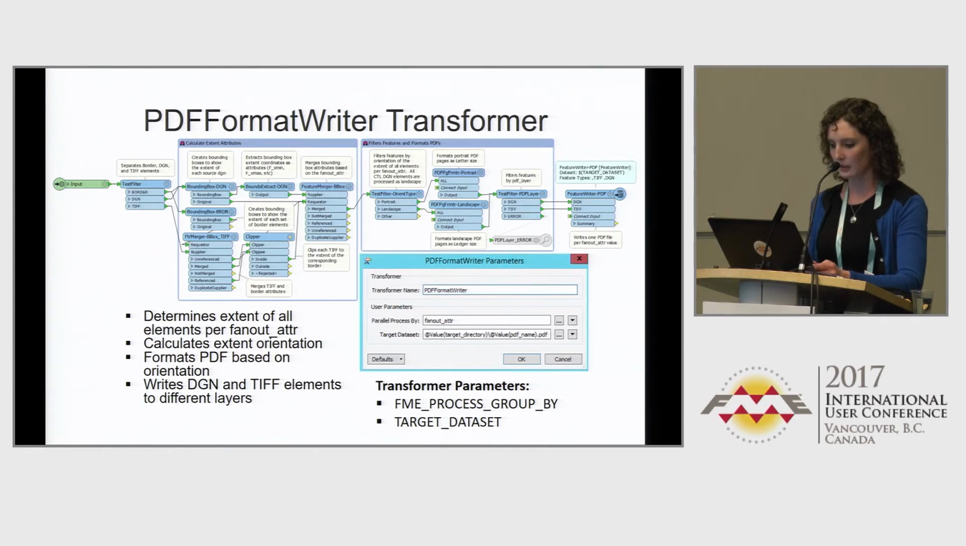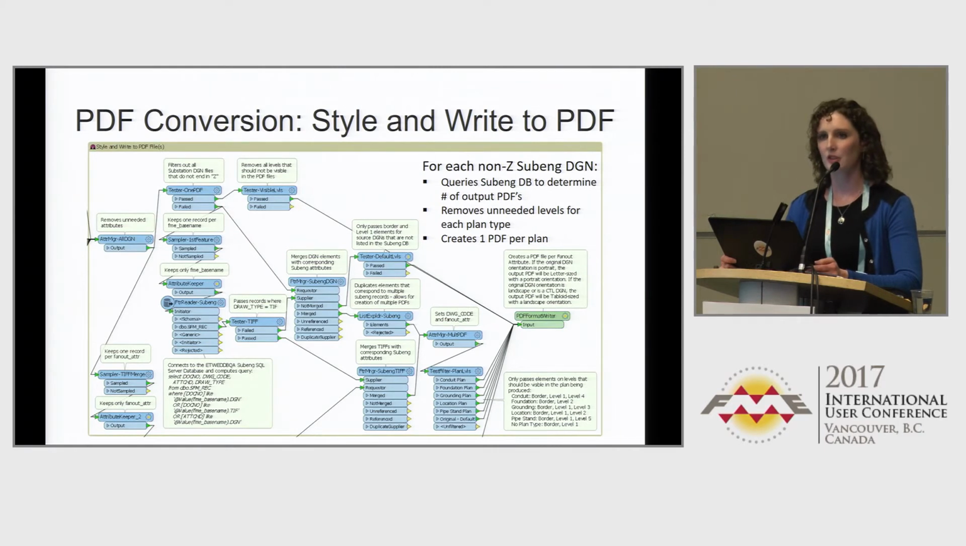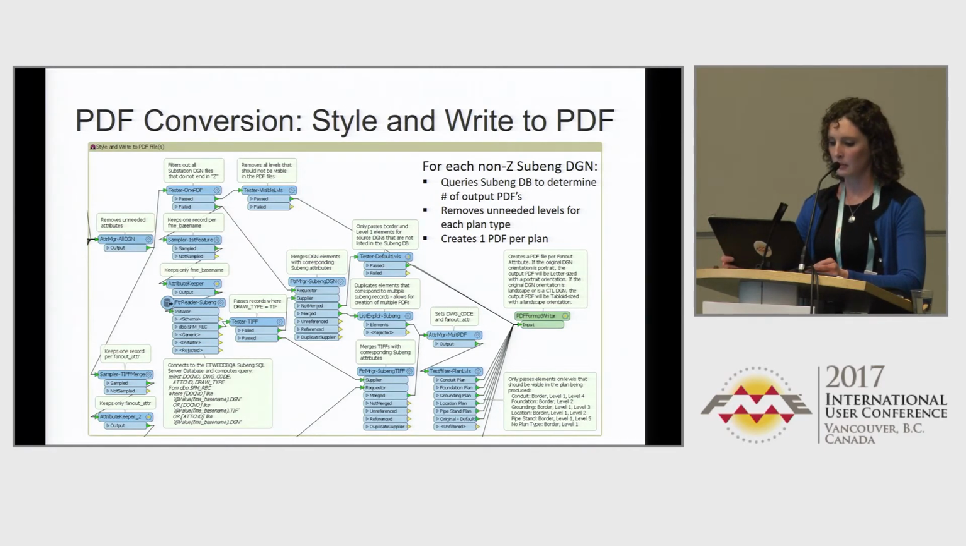And then it goes ahead and writes out 2 layers into a single PDF, which is a DGN layer and a TIFF layer, and then produces 1 PDF per fan-out attribute. And the fan-out attribute I created here, if you have one DGN that's producing multiple PDFs, then I gave each output PDF a different fan-out attribute. So that's how I figured out how to separate it out at the end.